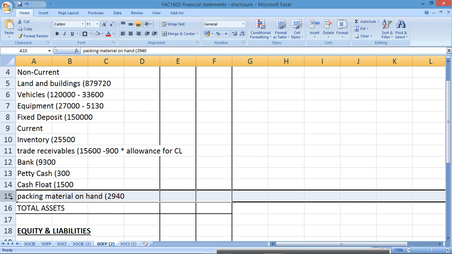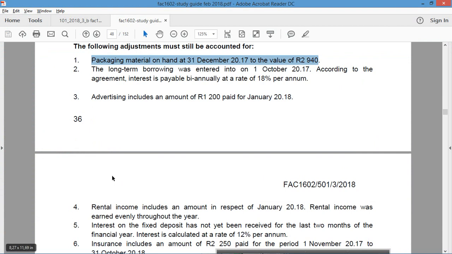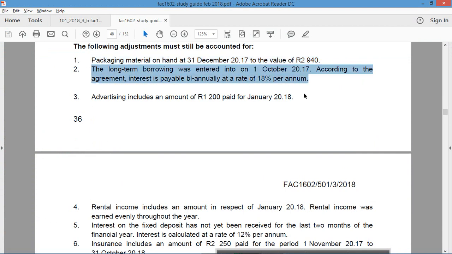Then the next one. The long-term loan borrowing was entered on the 1st of October 2017. According to the agreement, interest is payable biannually at a rate of 18. So I said debit bank. Why? Because you're paying for a loan, you borrowed money. You know your bank is increased because you got money.